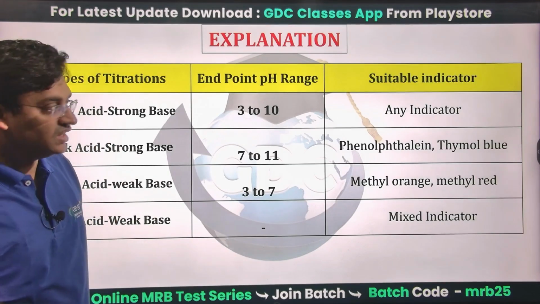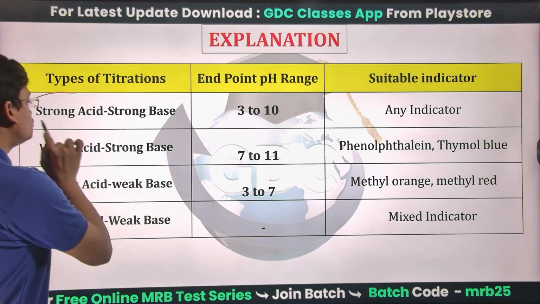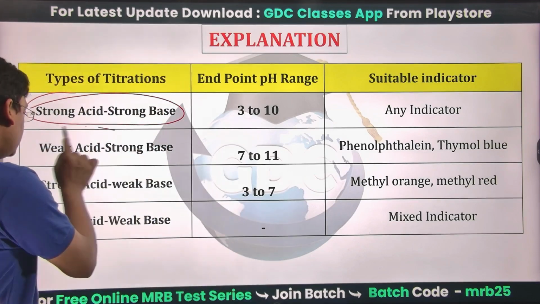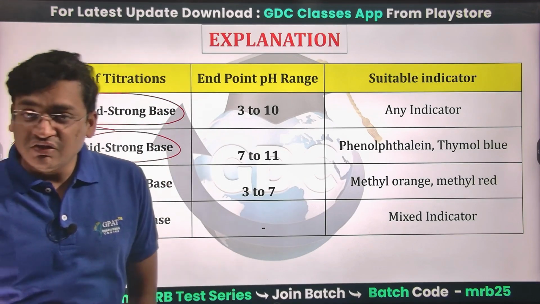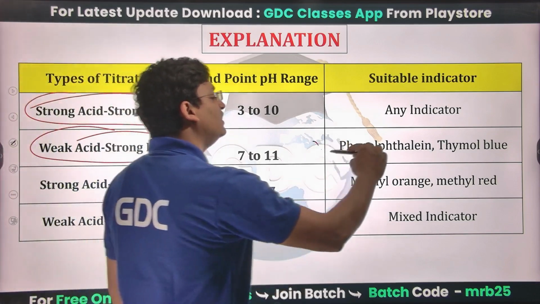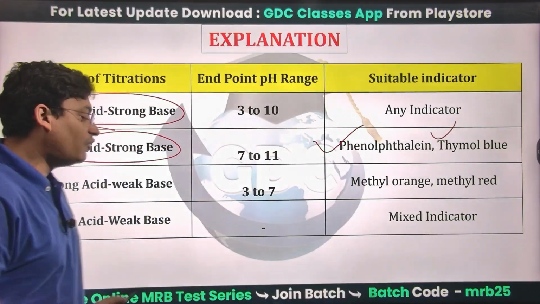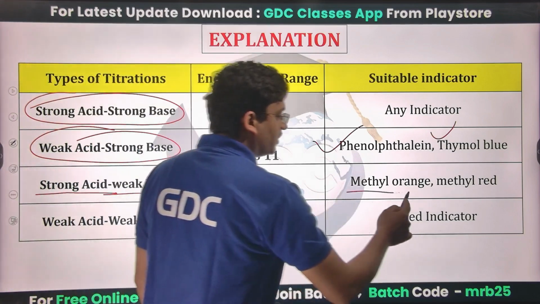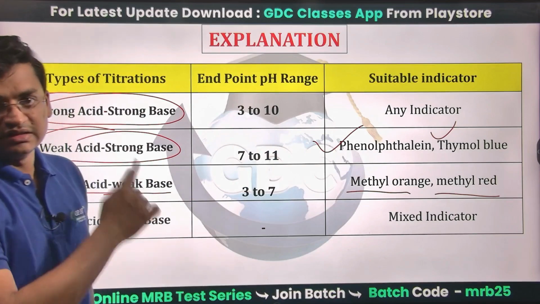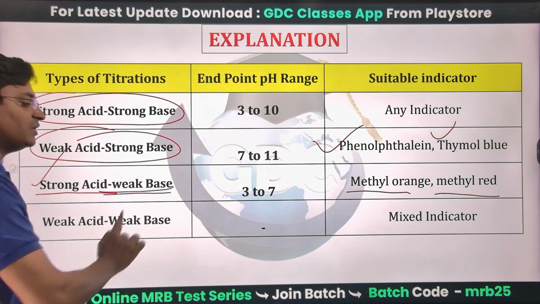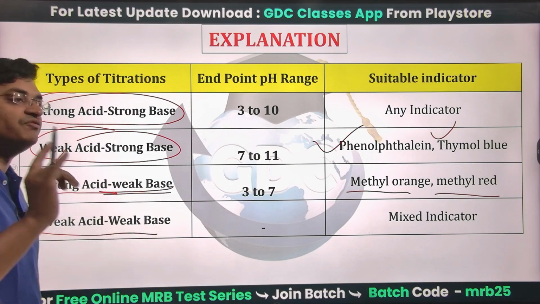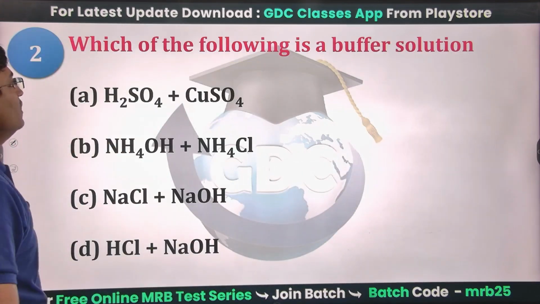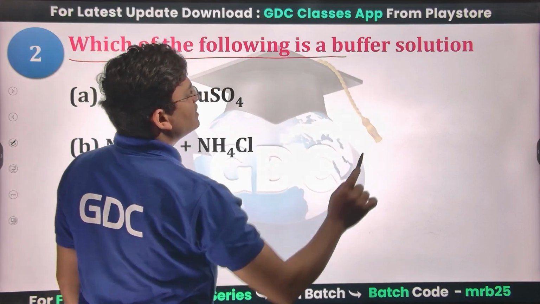So here we are having the explanation of this question. For strong acid, strong base type of titration, we can use any of the indicators. For the case of weak acid and strong base, we use phenolphthalein and thymol blue. For the case where we are using strong acid and weak base titrations, we will be having methyl orange and methyl red, and this was the question that we have been asked. And for the case of weak acid and weak base, we can use any of the mixed indicators.